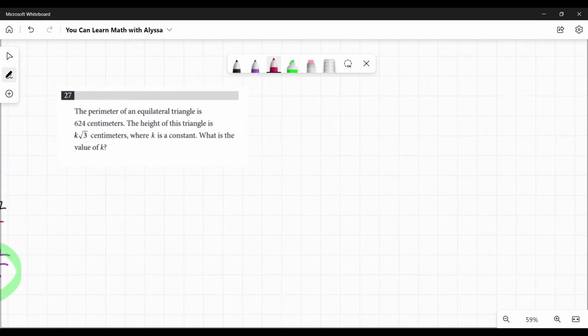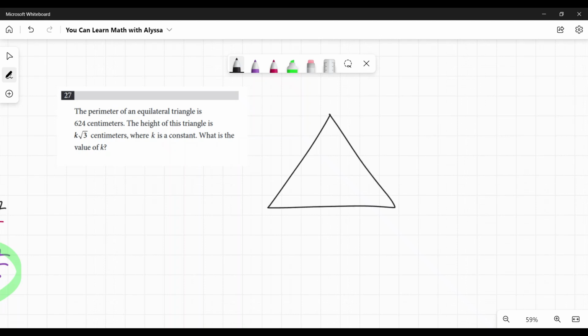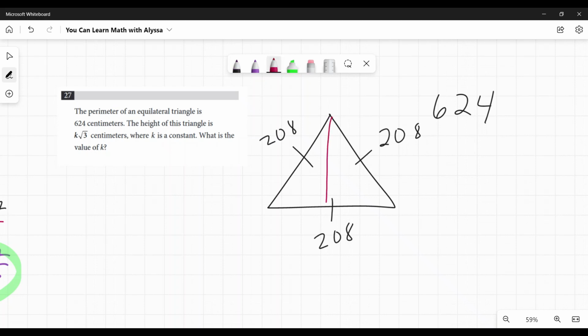I just do. Number 27, the perimeter of an equilateral triangle is 624 centimeters. Before I go any further, I am already like, okay, equilateral triangle, all 3 sides are the same. So if the whole thing is 624, I'm going to divide that by 3. So each side is 208. I'm just going to go ahead and write that down. Okay, moving on. The height of this triangle is k square root of 3 centimeters, where k is a constant. What is the value of k?